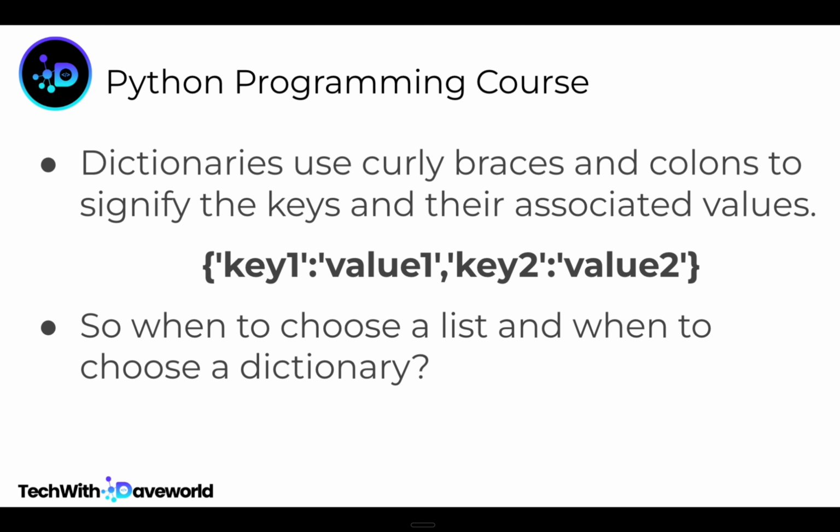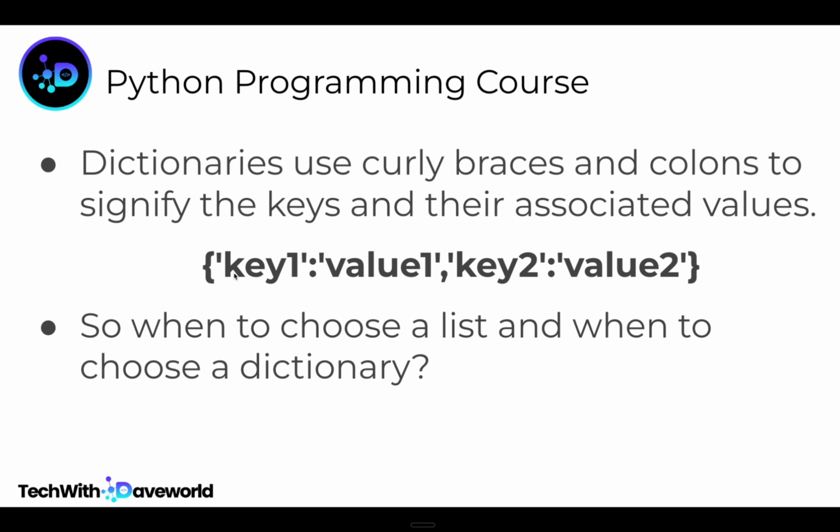Now let's look at the syntax of how dictionaries work. Unlike lists, which use square brackets, dictionaries use curly braces and colons to signify the key and their associated values. So what do I mean by this? If you take a look at this example right here, you can see that we have a curly brace, which signifies the opening of the dictionary. And we also have a closing curly brace, which signifies the closing of the dictionary. And inside the dictionary, we have a key and a value.